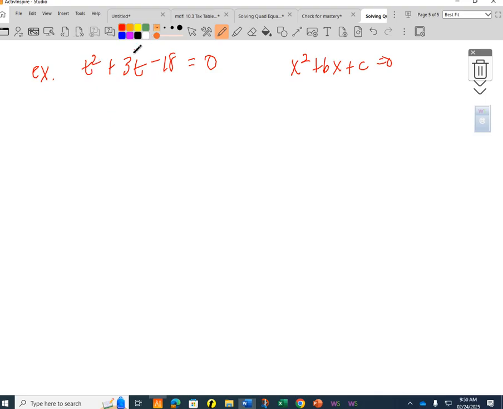Here, if we have a trinomial that has an a of 1, so the number multiplied by that t squared is 1, we're always going to have 2 binomials as our factors. So the product is negative 18, the sum is 3.